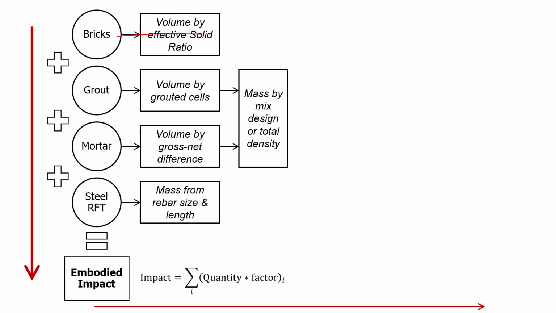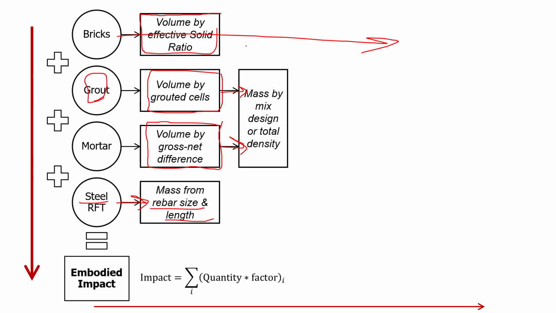So now I can talk about bricks and expand in this direction. So I can talk about bricks, to calculate the volumes of bricks using effective solid ratio. I can calculate the volume of grouts and volume of mortar, and using these volumes I can calculate the mass, if I needed mass, using the mix design or the recipe for these mortars and grouts, or using the total density. If I have the density of my grout and I have the volume, I can get mass. Same thing with steel reinforcement. I can get it from the rebar size and length. It's steel, so it's constant density, so I have volume and density. I get mass.